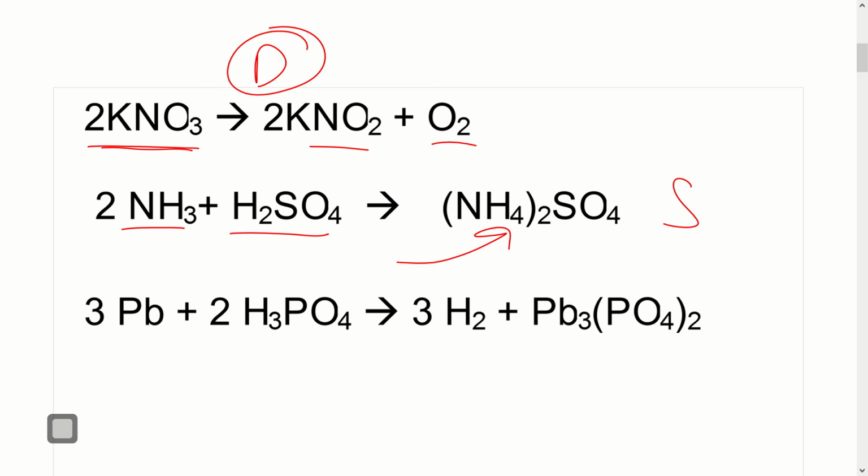This last one here, I'll just write this as A. I'll call this BX. And what do I see happening here? Pb is going to come in and kick the hydrogen out. So B is now alone, and I have AX. That is a single replacement. So that's what we're going to basically practice quite a bit, and that's it.